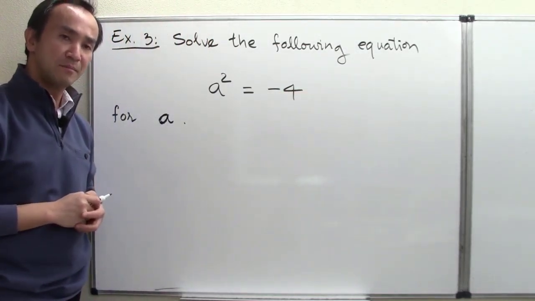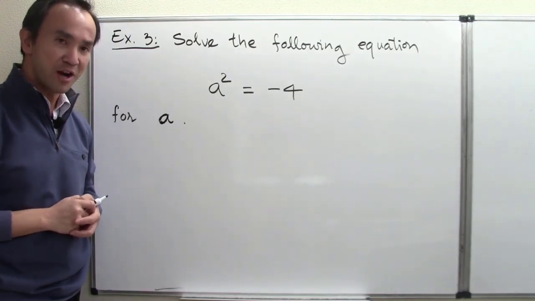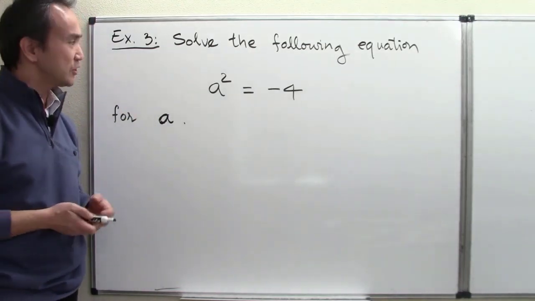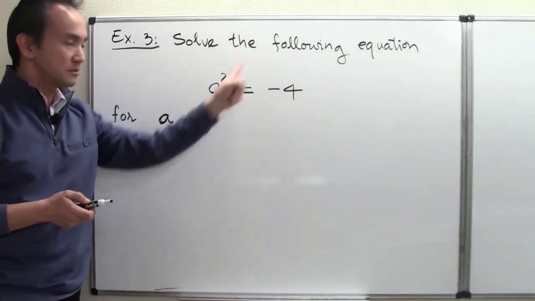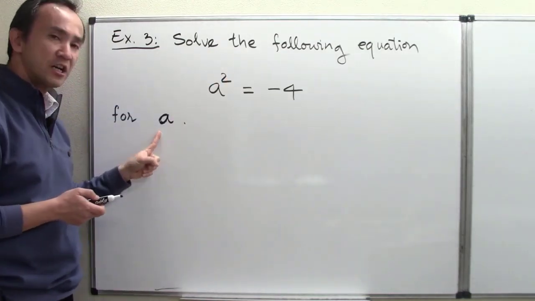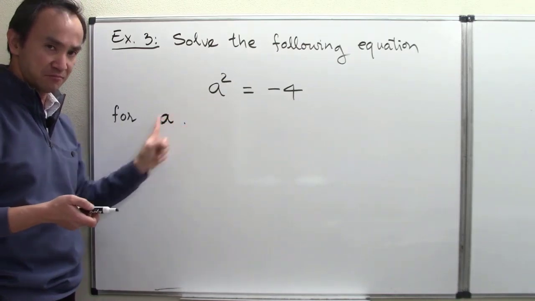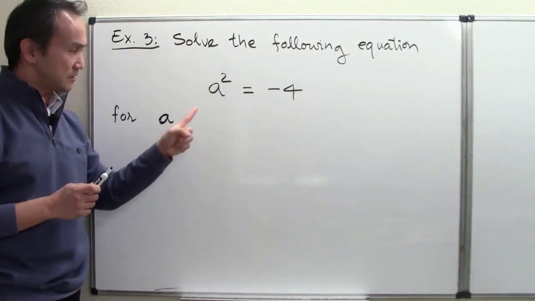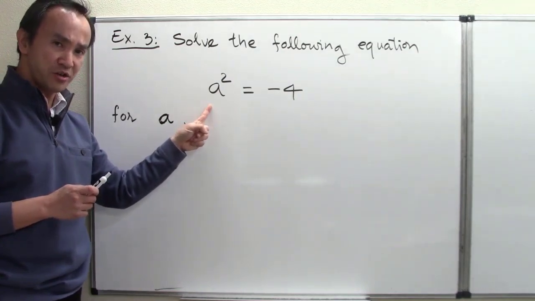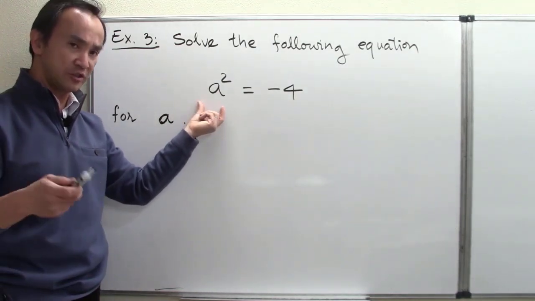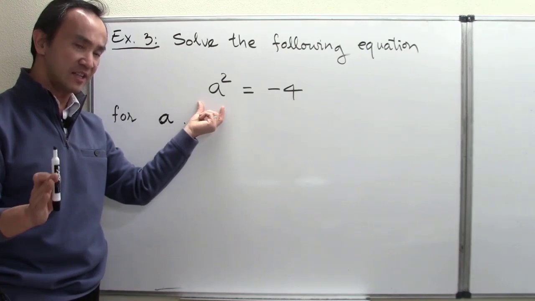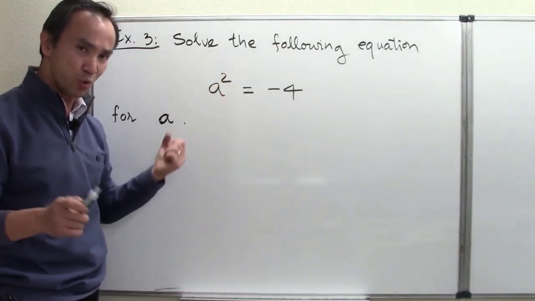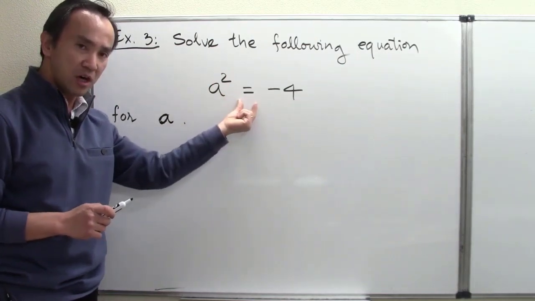All right, allow me to bring in the third demonstration problem, which I call example 3. Once again, we're asked to solve this given equation for the unknown value that we name a. On one side of our equation we have an expression with the unknown being squared, and then that equals a value.